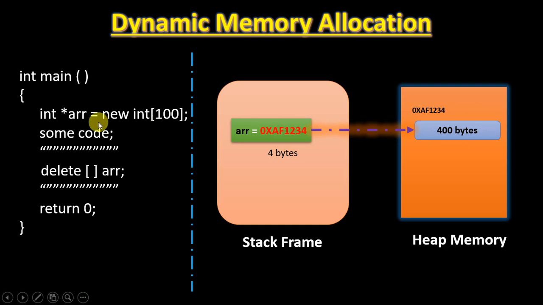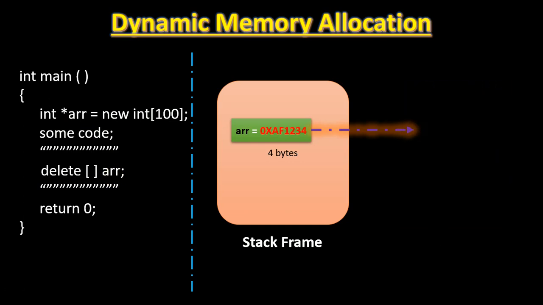Now maybe after some code, we delete this array. When we say delete ARR, the heap segment memory is removed. Now I am done with this task. But this ARR is still there, right? The 400 bytes you allocated are in the heap segment, but the integer pointer int star ARR is still a local variable. These 4 bytes will be there till the end of the function.